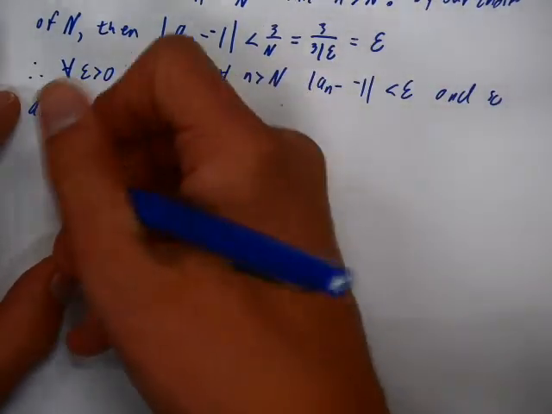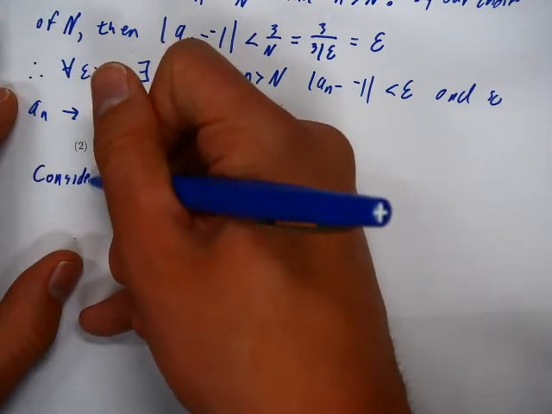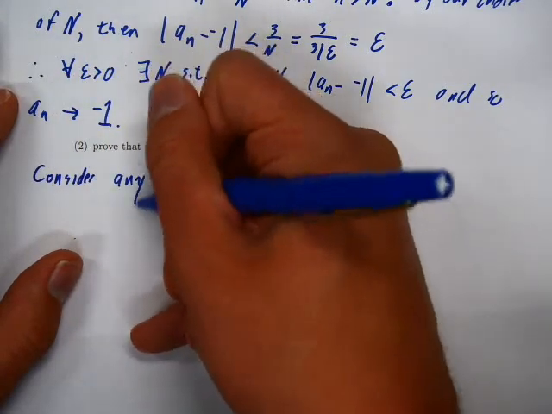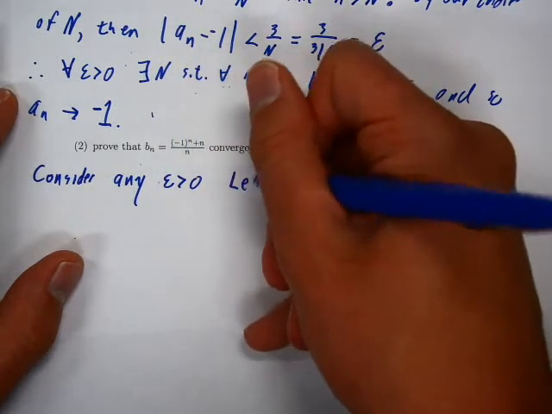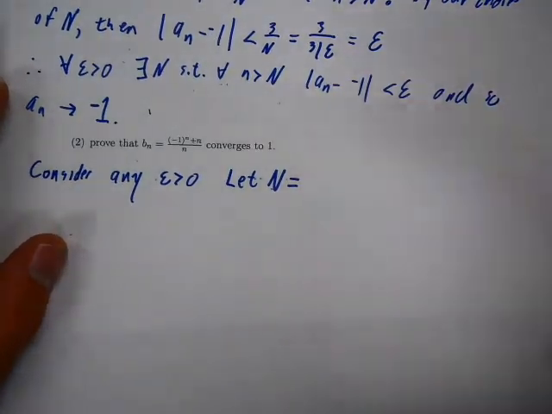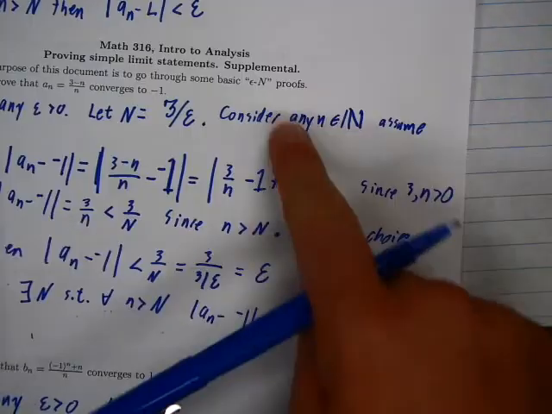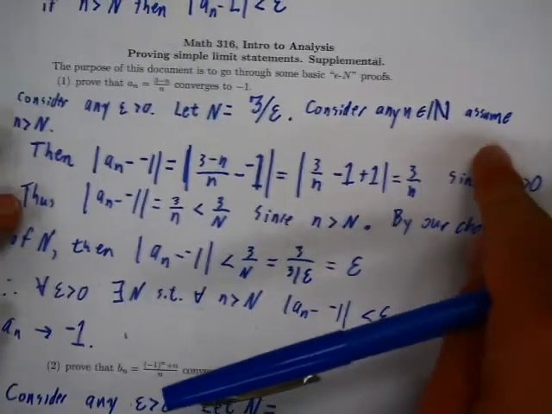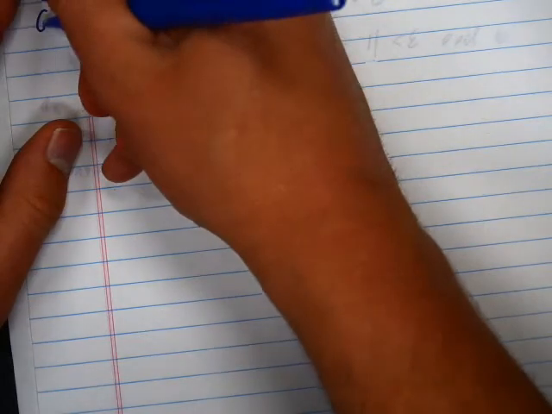So, well, in some sense, we know how it's going to go. We're going to start by saying consider any epsilon bigger than 0. We'll let big N be whatever it is that we choose. We'll then consider any little n in the natural numbers and assume that little n is bigger than big N. But let's take a moment first and try to decide what our big N will be. And let's go back to the scratch work.